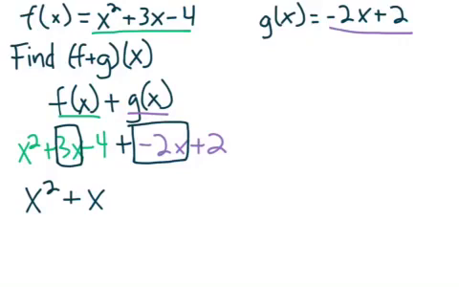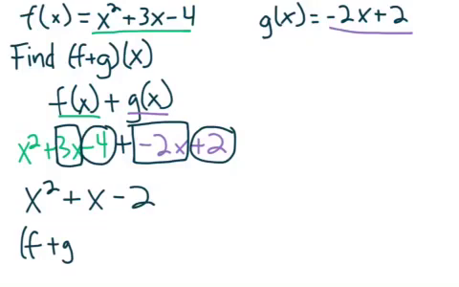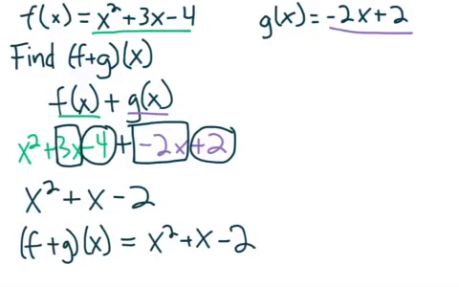Right? And then I have to combine the numbers. So I had negative 4 plus 2. Negative 4 plus 2 is negative 2. Alright? So my final answer is just f plus g of x equals, and then I'm just going to rewrite what I had there. x squared plus x minus 2. Go ahead, pause, and copy this down.